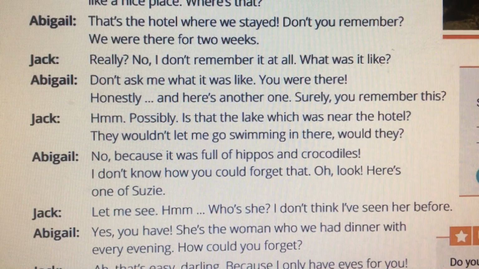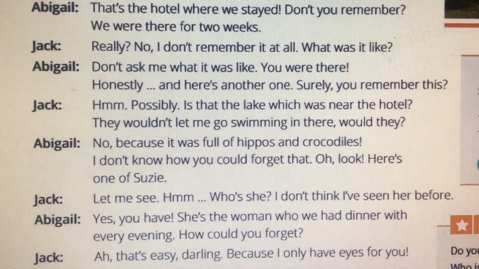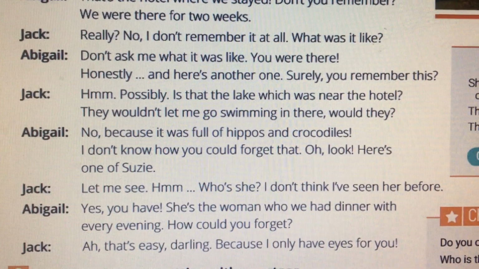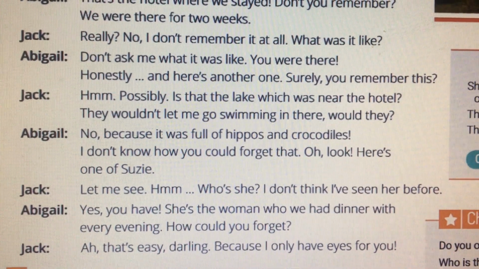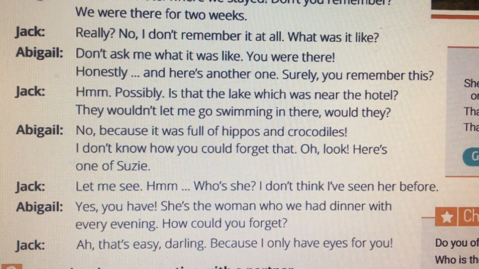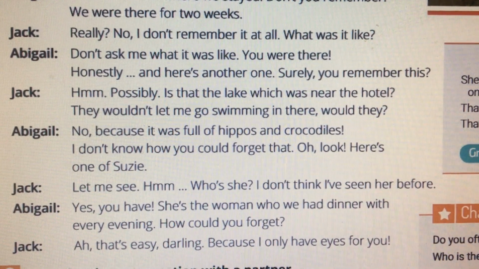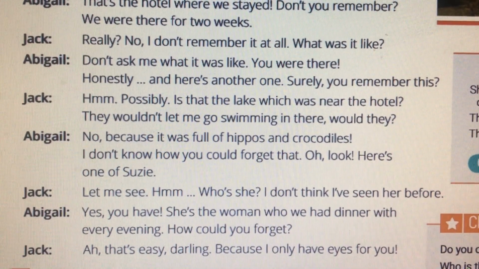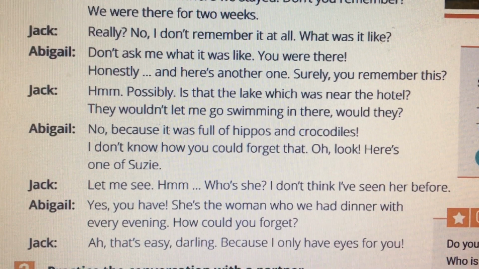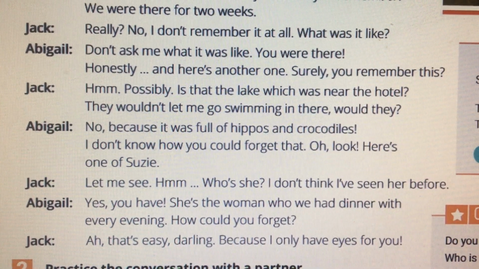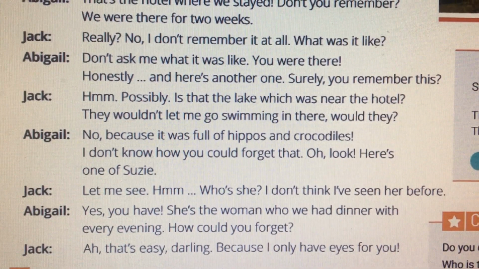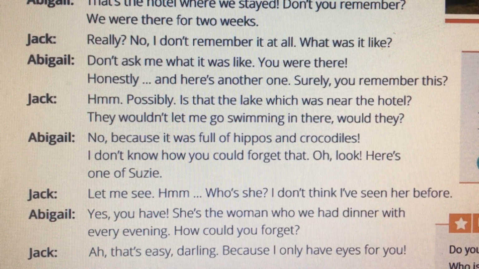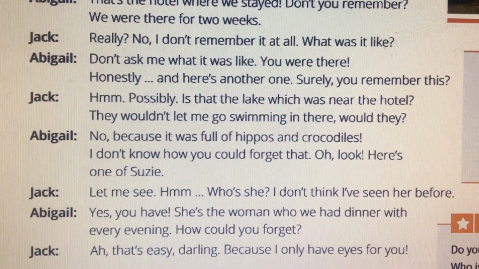Possibly. Is that the lake which was near the hotel? They wouldn't let me go swimming in there, would they? No, because it was full of hippos and crocodiles. I don't know how you could forget that. Oh, look. Here's one of Susie. Let me see. Who's she? I don't think I've seen her before. Yes, you have. She's the woman who we had dinner with every evening. How could you forget? Ah, that's easy, darling, because I only have eyes for you.